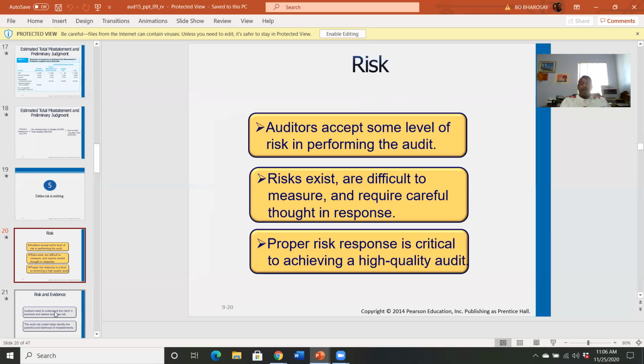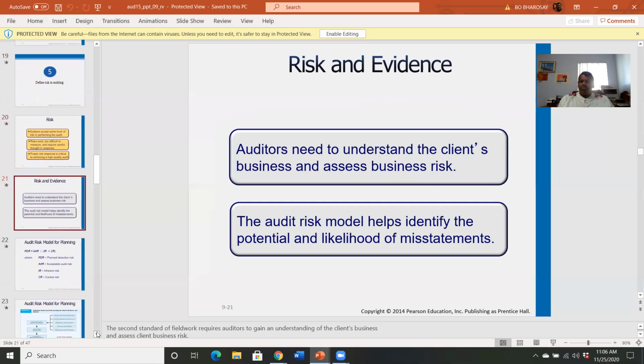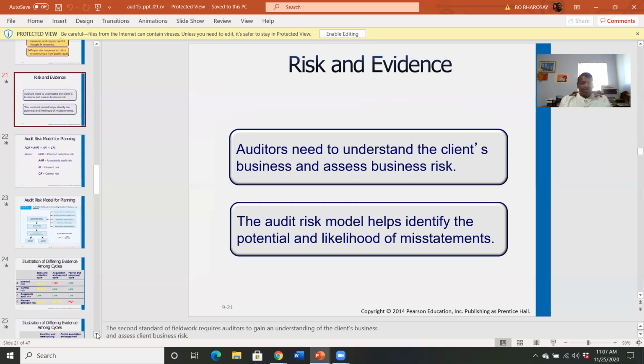Proper risk response is critical to achieve a high quality audit. Risk and evidence. Auditors need to understand the client business and assess business risk. The auditor risk models help identify the potential and likelihood of misstatement. Now, most of this risk model that is discussed here, I'm not going to discuss it. I'm not going to hold you to it. When you start doing audits, you have software that calculates all of these things, so I'm not going to cover this chapter in depth.